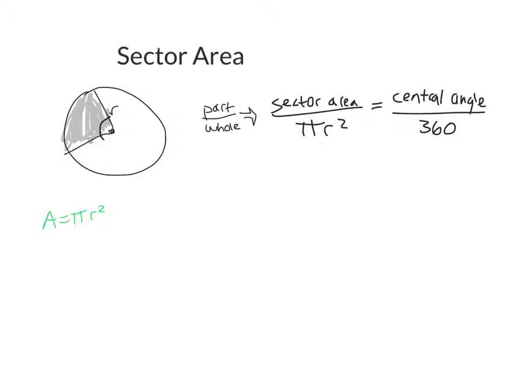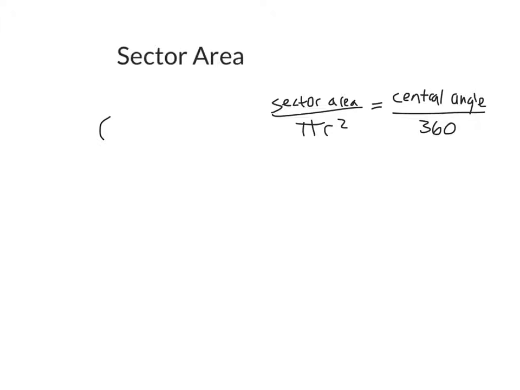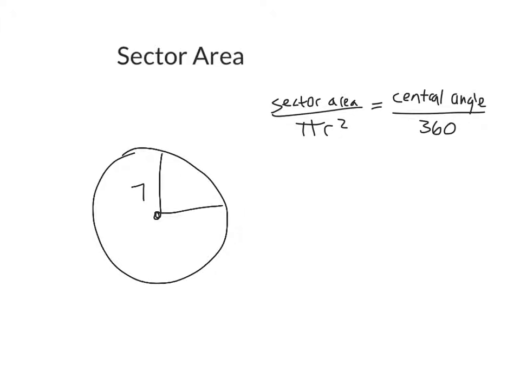So let's imagine we have a circle that looks like this, and we have a radius of 7. And this central angle right here, let's say it's 50. And we want to find the sector area right there. Well, the sector area is the unknown, so that's going to be an x. And it's going to be all over pi r squared. But we have the radius at 7, so that's going to be all over pi times 7 squared.